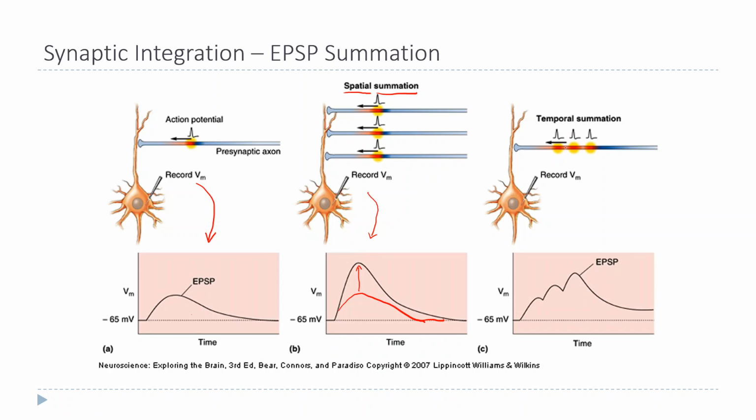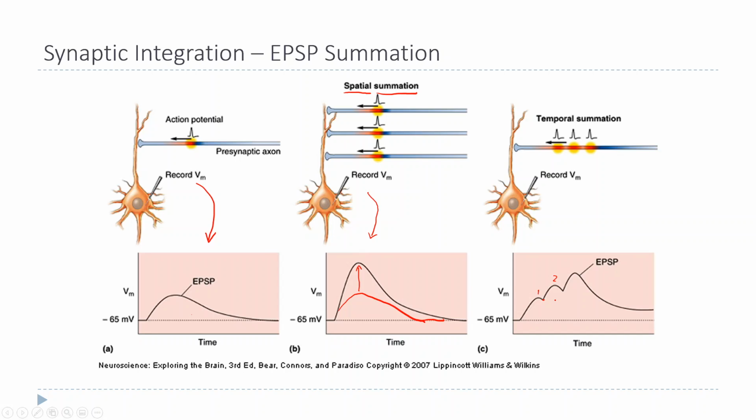Meanwhile, if you have, instead of three different synapses, just one synapse, but this time three different action potentials all arriving very close together, in other words, within just a few milliseconds of each other, then their EPSPs will also add on top of each other. So this would be the EPSP from the first action potential. This is the EPSP from the second, and it's larger because it started before the first one really ended.